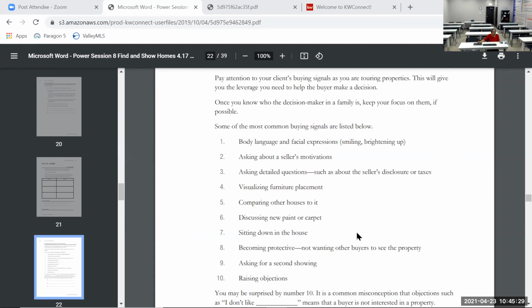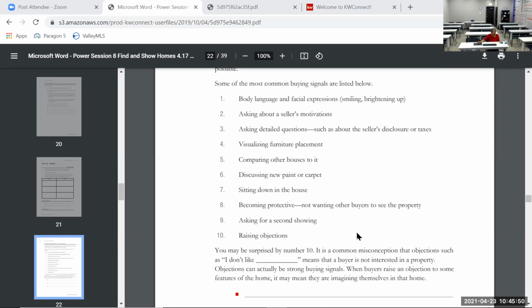Are they comparing other houses to it? Well, I like this one because this one has this, and that other one didn't have this. Are they discussing new paint or carpet? And going back to comparing other houses, they may be standing in this house and saying, you know what, I think I like that other house better. You know, that's another signal.